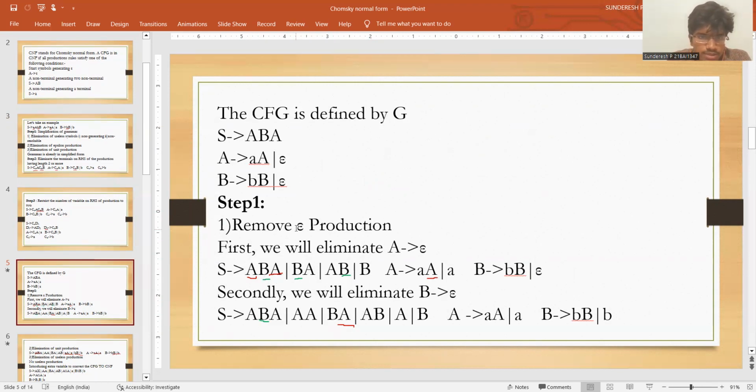For it, we have to substitute wherever we find the B. Now we'll write whatever is there in the above as it is. Then we additionally add some new production rules. Now if we substitute B tends to epsilon here, we get AA. If we substitute B tends to epsilon here, we get A. If we substitute B tends to epsilon here, we get B. So this is what we get after the removal of the epsilon production.